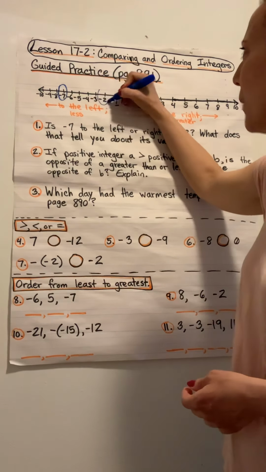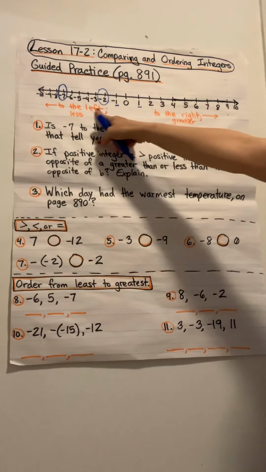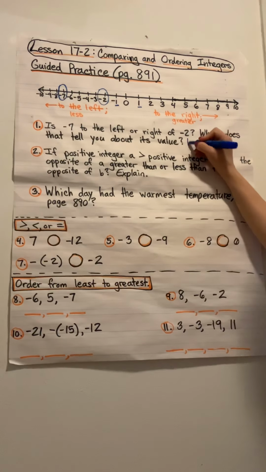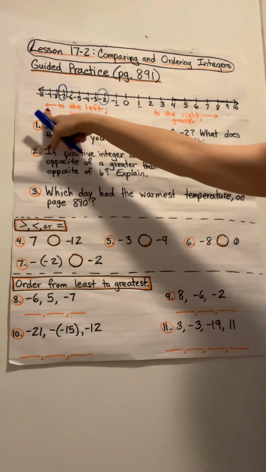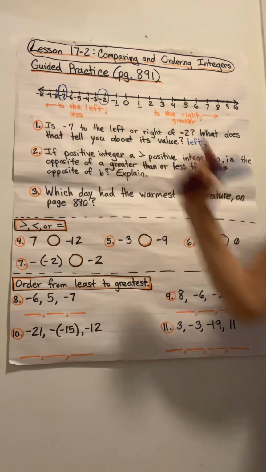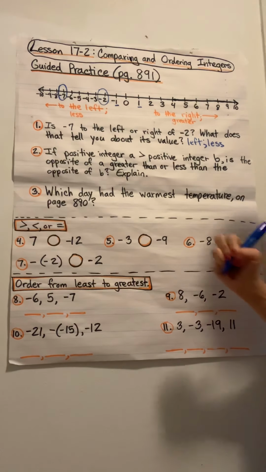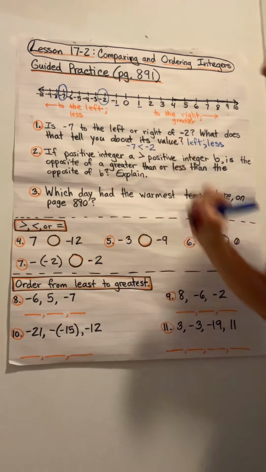-2 is right here. Is -7 to the left or to the right? It is to the left. Okay. So it is to the left. And what does that mean about its value? The further to the left you go, it is less. So -7 is less than -2.